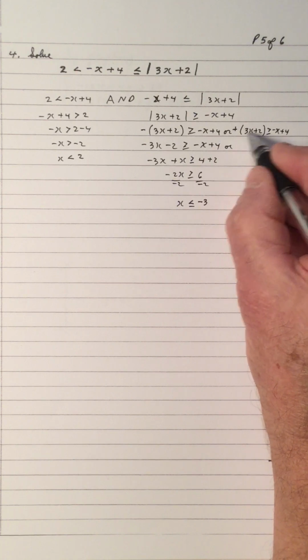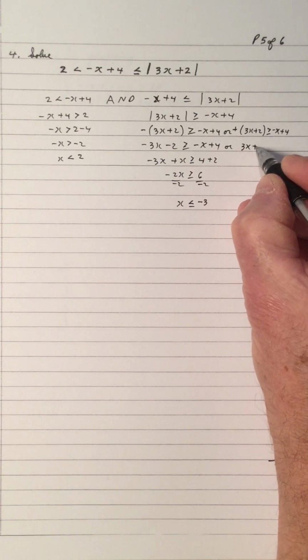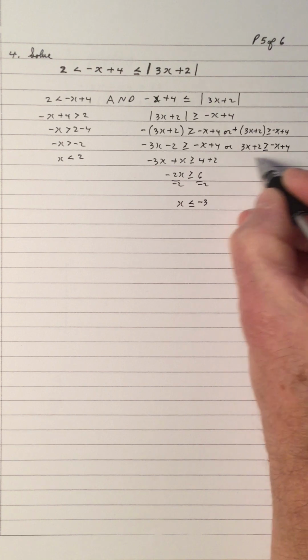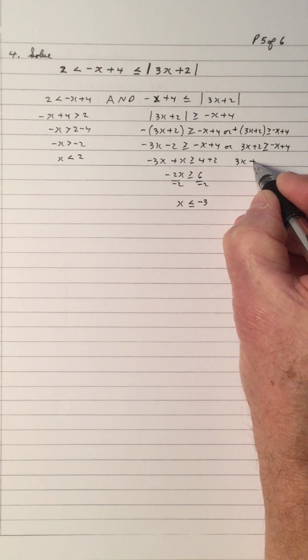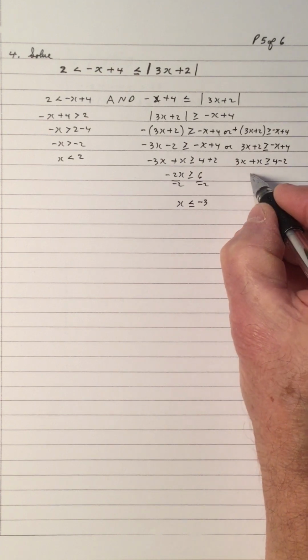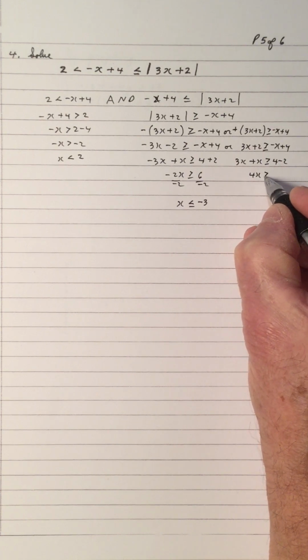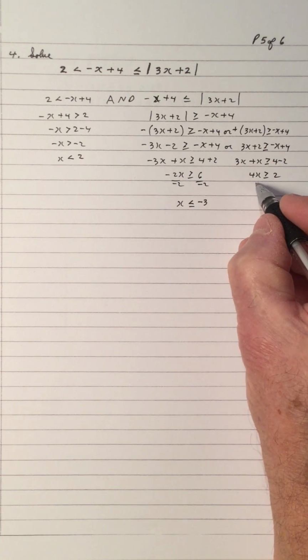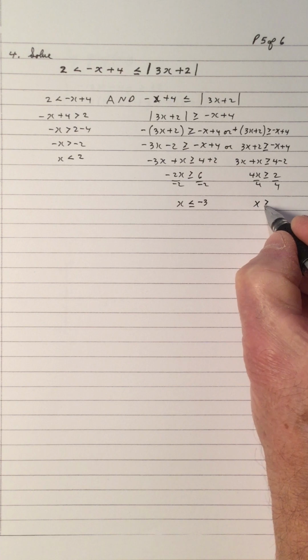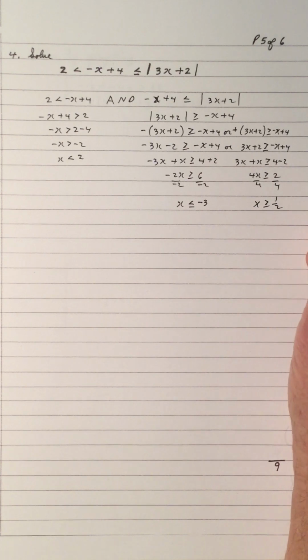We're going to solve this one as the positive, so it's 3x plus 2 is greater than or equal to negative x plus 4. 3x plus x is greater than or equal to 4 minus 2. 4x is greater than or equal to 2. Divide by 4. X is greater than or equal to 1/2.